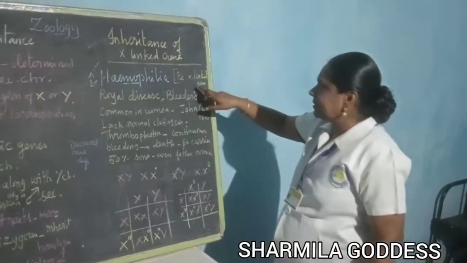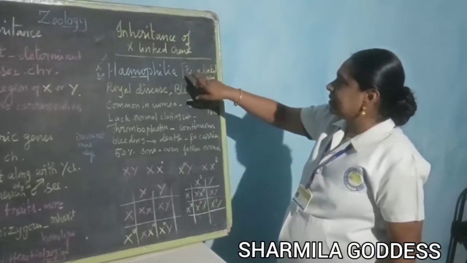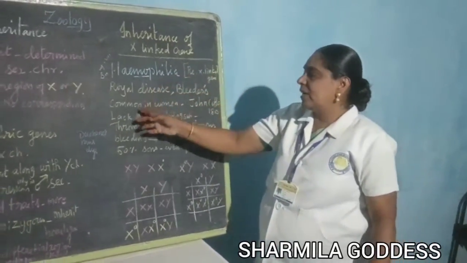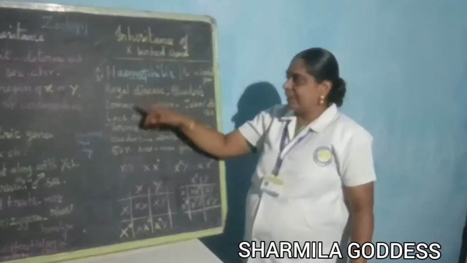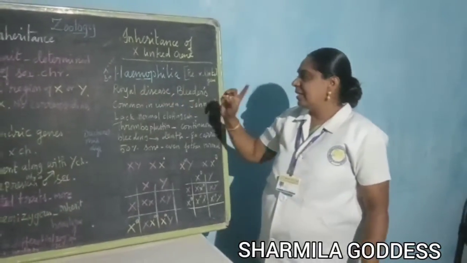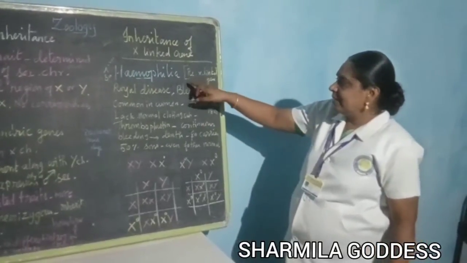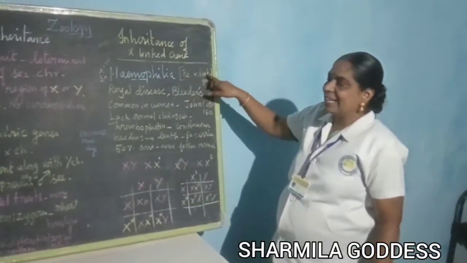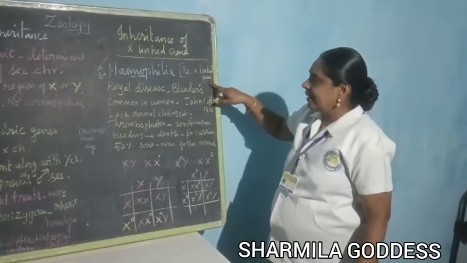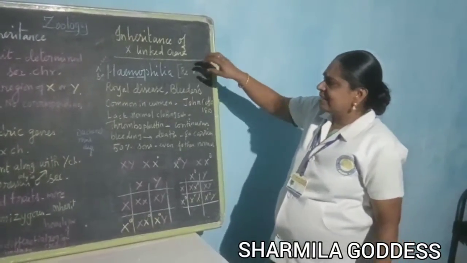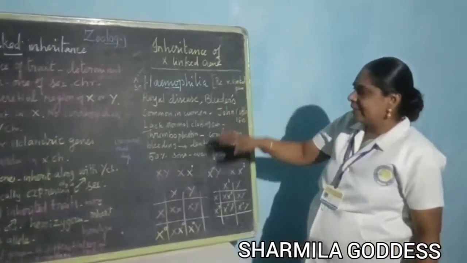Now next, hemophilia is commonly called royal disease or breeder's disease. It is related to a recessive X-linked gene, not dominant. Where does the recessiveness happen? That we will see here.